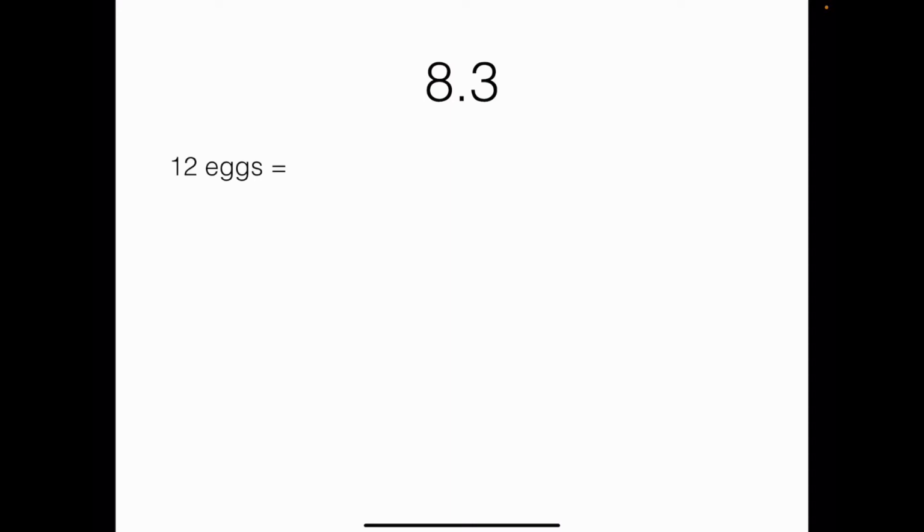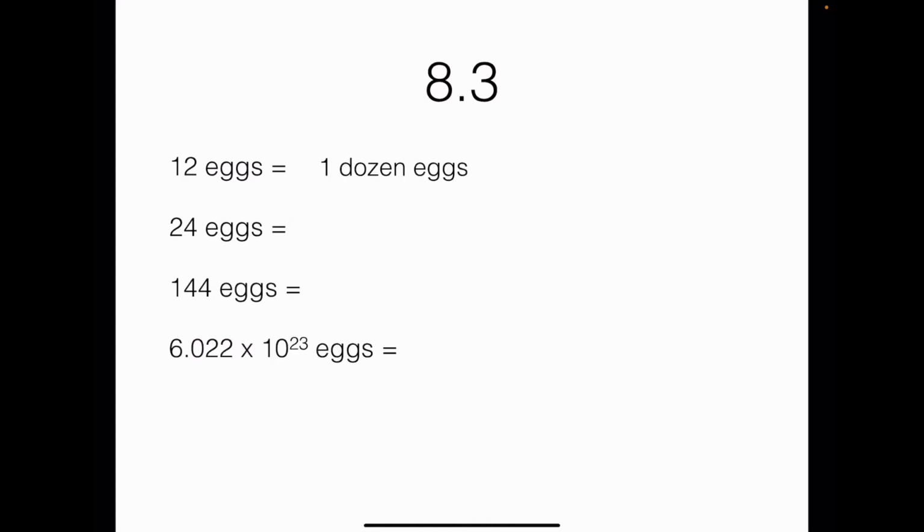So what we need to talk about first is what the mole is. And in order to introduce the mole, we need to talk about just a few simple concepts and vocab terms that you're already familiar with. For example, if I have 12 eggs, what would we call that? We would call 12 eggs a dozen. Everybody knows that 12 eggs is a dozen eggs. 24 eggs, we could then say, is 2 dozen eggs.